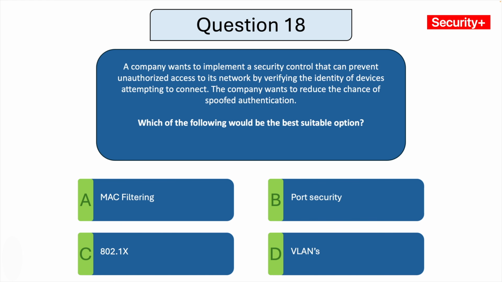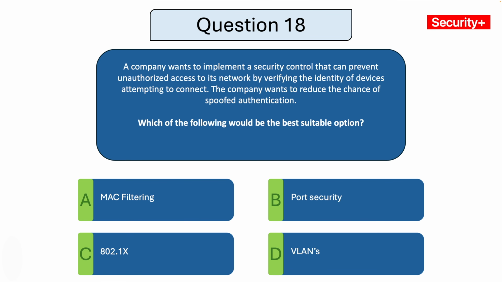Question 18. A company wants to implement a security control that can prevent unauthorized access to its network by verifying the identity of devices attempting to connect. The company wants to reduce the chance of spoofed authentication. Which of the following would be the most suitable option? A. MAC filtering. B. Port security. C. 802.1x. Or D. A VLAN. All right, pretty simple one here. So let's take a look.